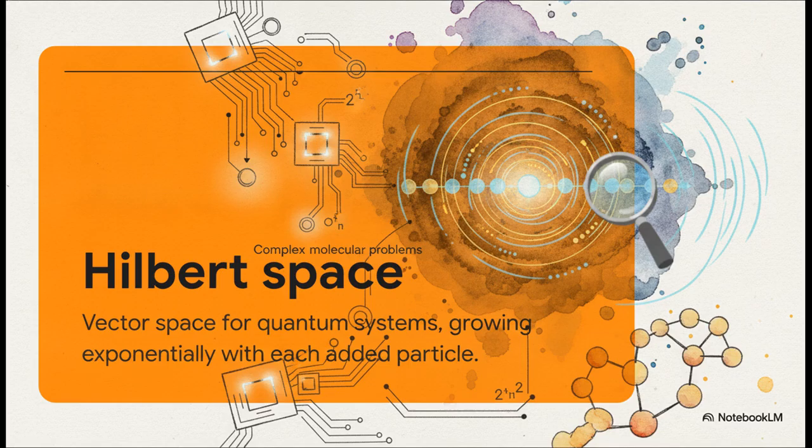Because of that massive exponential scaling, classical computers literally just choke when they try to simulate many-body quantum dynamics and complex molecular problems. But remember, this massive space isn't just a free source of exponential speedup. We still have to engineer the algorithm to force the right answers to interfere constructively just so we can actually measure them.